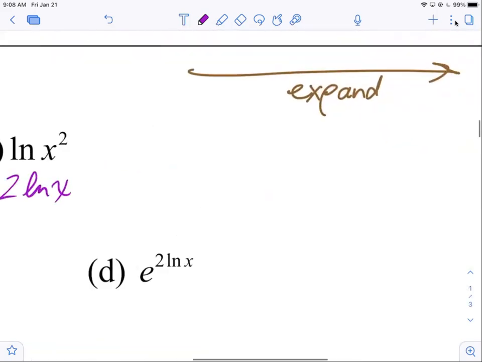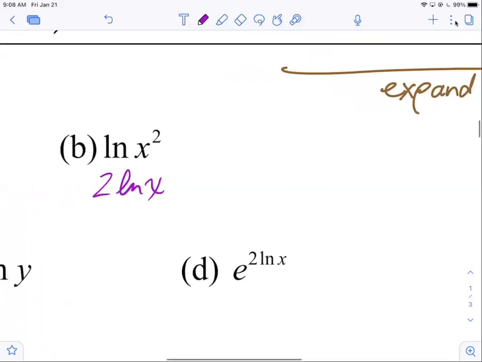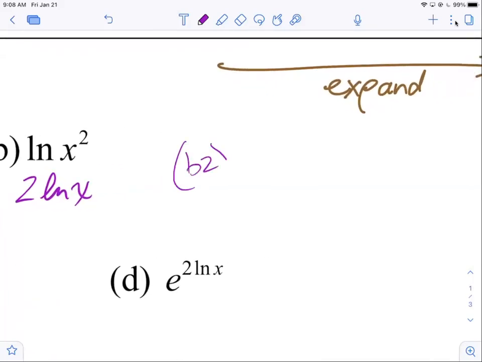What about this one? What if I had, here's a, b, we'll call this b2 again. What if I had the natural log of 3x to the 4th? Anyone in agreement? Anyone in disagreement? Well, I see nobody disagrees. Thank you. Yeah, no, that's not right. Okay, here's why it's not right.